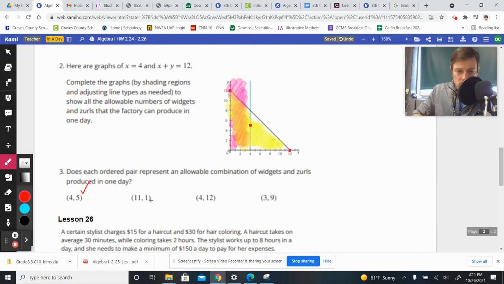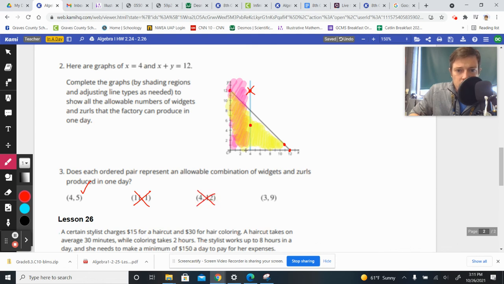Check 11, 1. Over 11, up 1. That would be on the line, but outside of our okay range. We're not allowed to make more than 4 widgets a day. So that doesn't make any sense. 4 widgets is okay. But if we go up to 12, that dot would be right there, over 4 up 12. And that's not okay because it's not in our section.